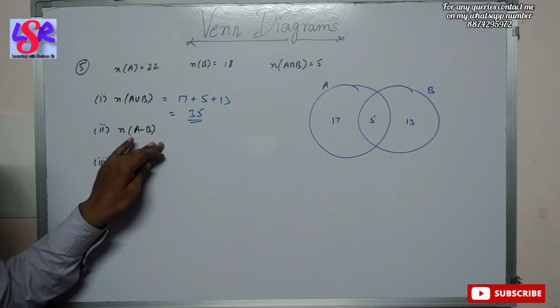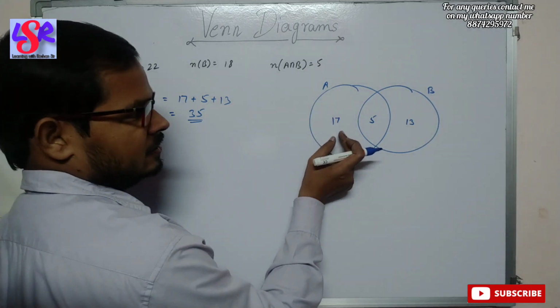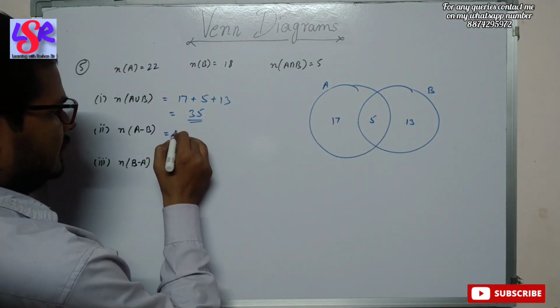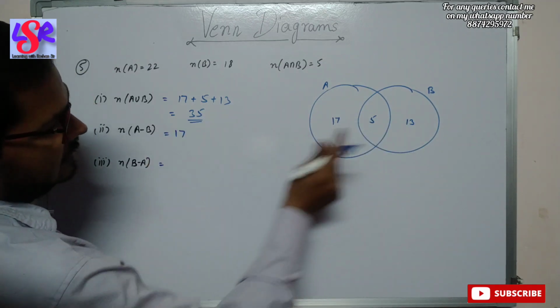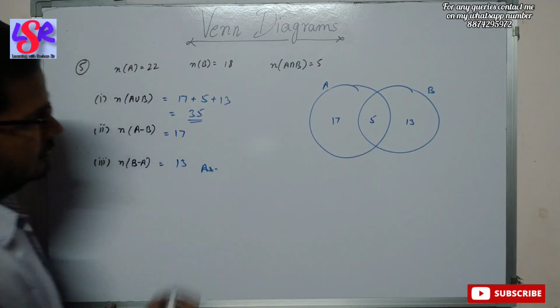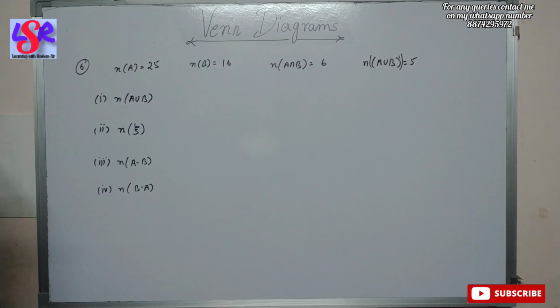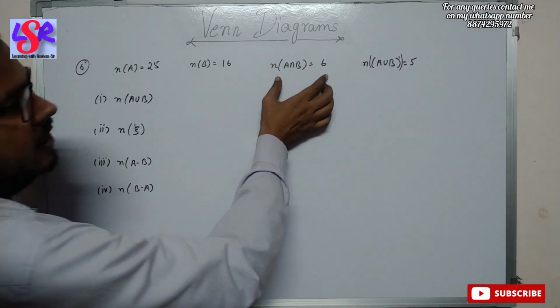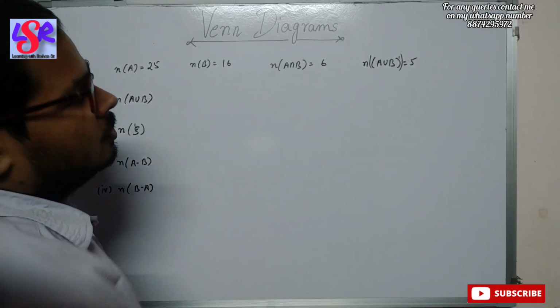Then we have A minus B. In A minus B come those terms which are in A but not in B. So this is 17 in number and B minus A will be this 13 as answer. Now let's move to question number 6. Here we are having the cardinal number of the set A as 25, the set B as 16, A intersection B is 6 and A union B complement is 5.